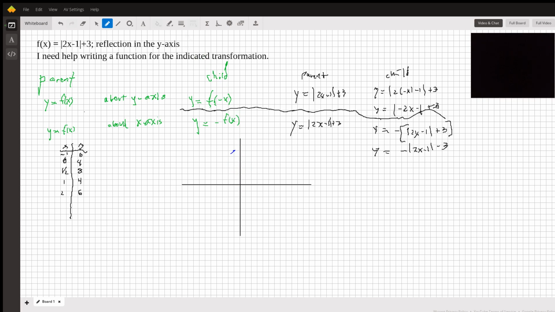Having a little trouble controlling my stylus this morning. I apologize. I don't know if it's me or if it's the stylus.